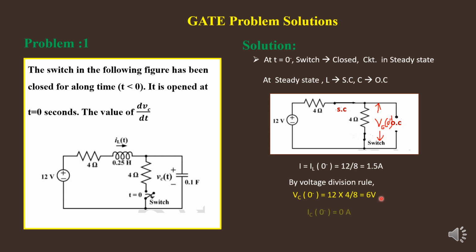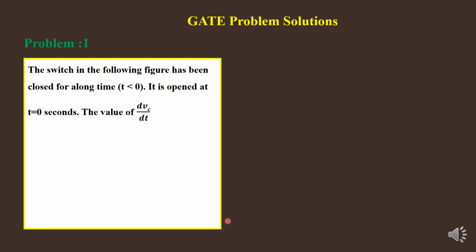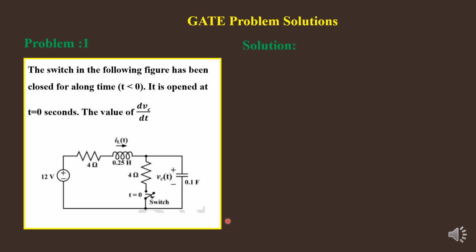Okay, so IC of 0 minus, that is the current through the capacitor. Here we have already open circuited the capacitance, so the current through the capacitor is nothing but 0 amps. This is at the initial condition when t is less than 0. At t equal to 0 plus, the switch is going to be opened. So at that condition, now we need the voltage and current. Same problem only. The second condition is at t equal to 0, when the switch is opened.